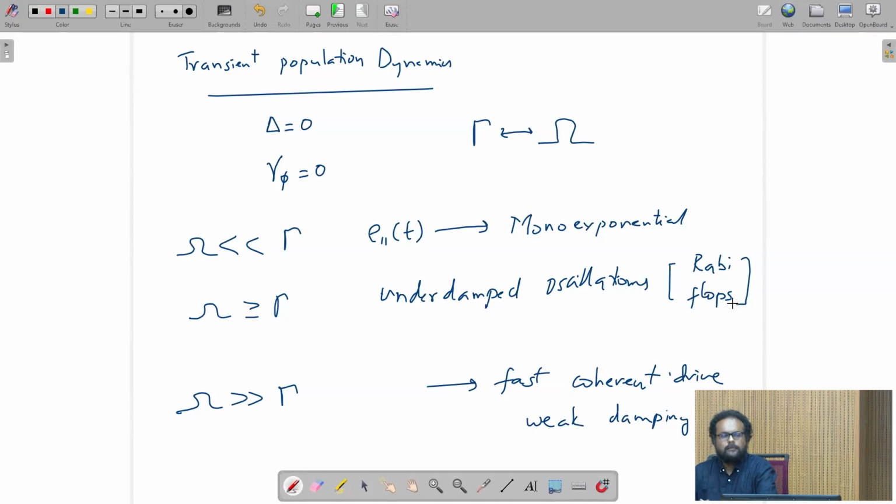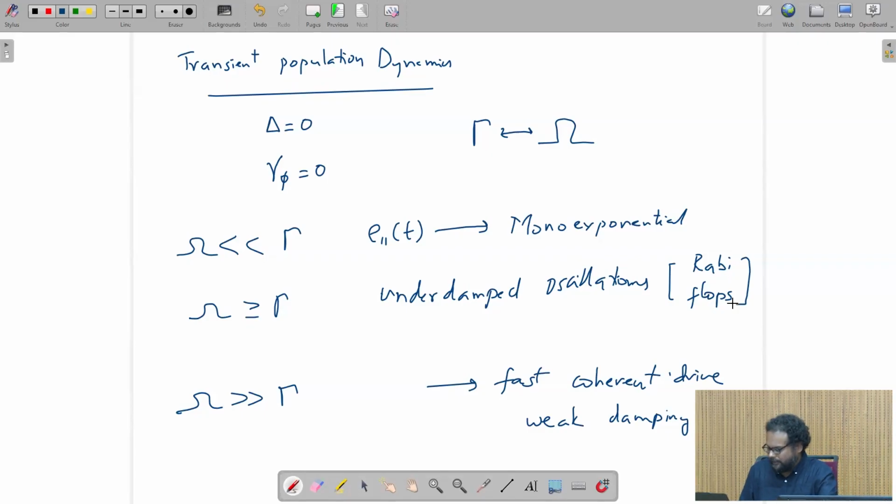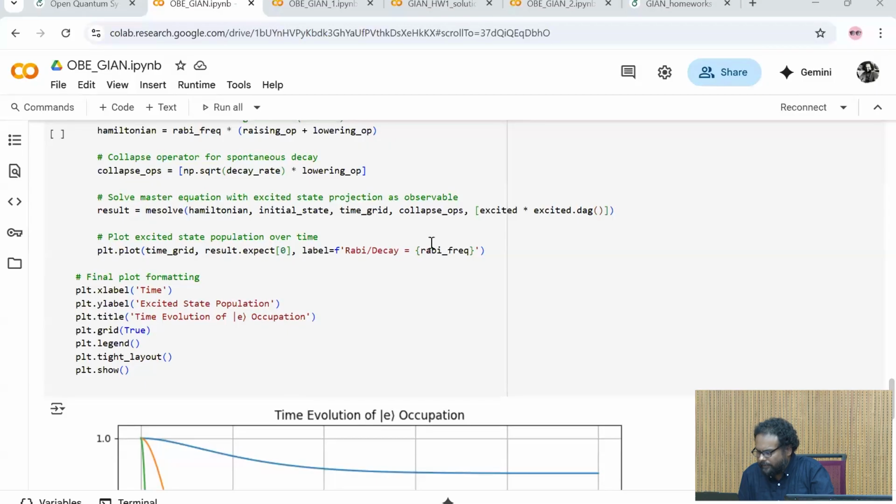Okay, now let's start doing Q-tip. We want to be able to get this kind of behavior. We want to be able to see mono-exponential, underdamped, and fast coherent oscillations, one of them, or all three of them. So let's do that. Let me share my screen here. Yeah, sure. Even in the third case, when it is oscillating, it will go down. The envelope will go down. It's not going up. There is interaction still. It will damp down. Okay, good.